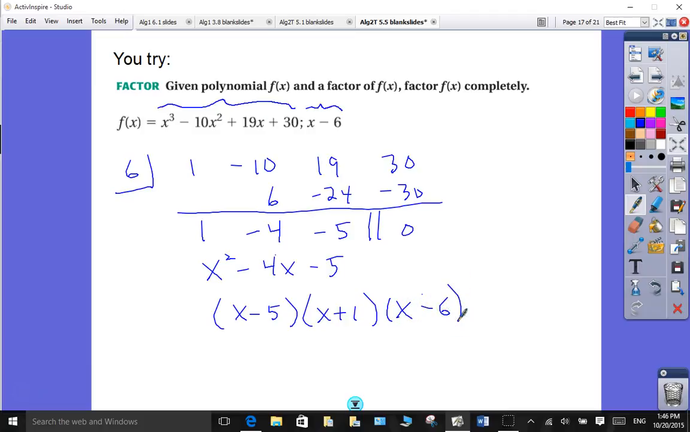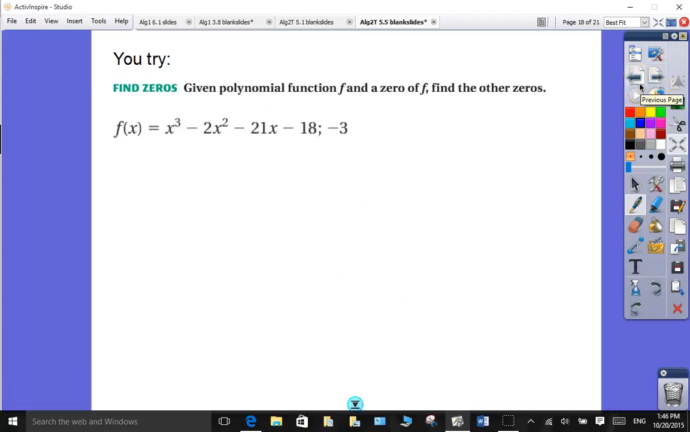Remember when we multiplied polynomials? That's the kind of thing. You could FOIL all that and get it back. So if you're asked for, here's a polynomial and here's one factor, find the other factors, that's what the result is, something like that. The next set of problems, it says, here's a polynomial, here's one of the zeros, find the other zeros. Okay? So you just make it x, no, x plus 3.